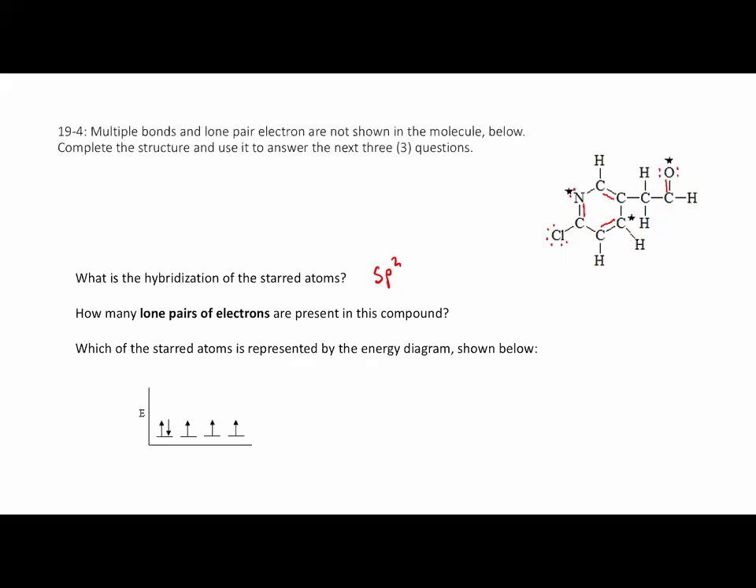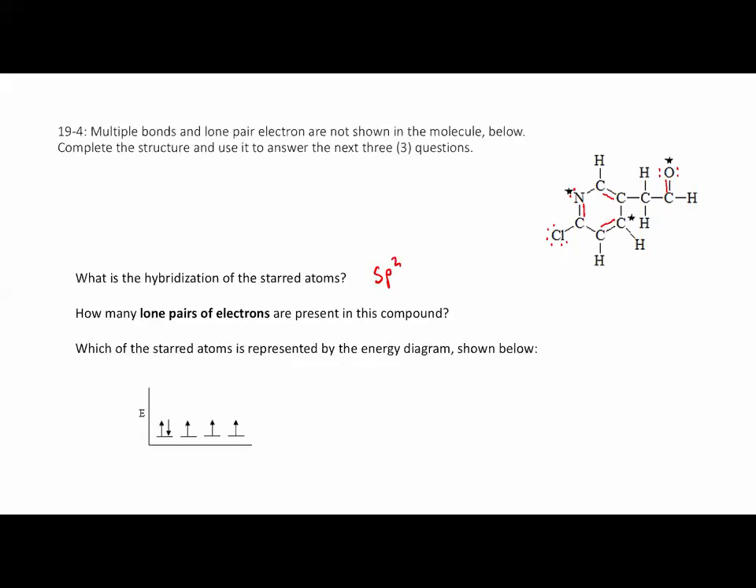They have 3 sp2 orbitals forming those sigma bonds, and the p orbitals are forming that pi bond. So carbon, nitrogen, and oxygen, all the starred atoms exhibit sp2 hybridization.